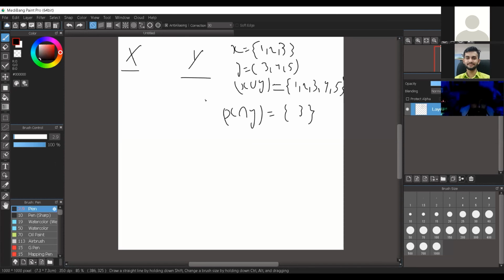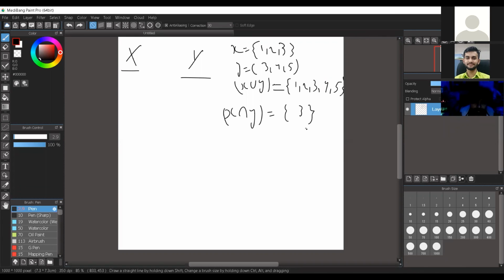So now the new set, X union Y, has 5 elements. Now there is another set, X intersect Y. Intersection means where two things are meeting, where they have something in common. So which one is common here? 3, because 3 is in both of them. This is where both the sets are common. That is why the set X intersection Y has only one element, and that element is 3.